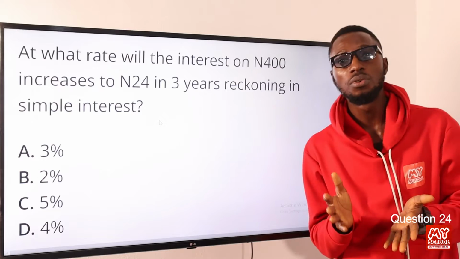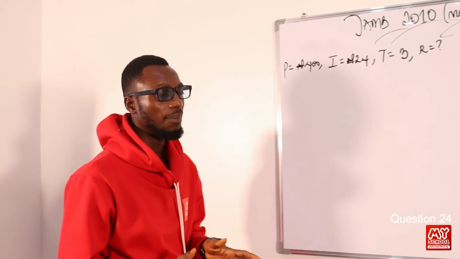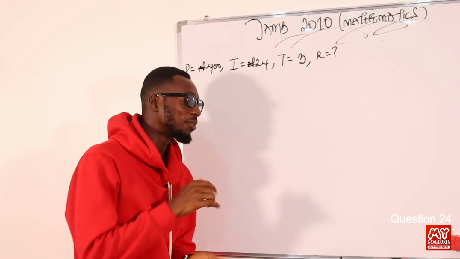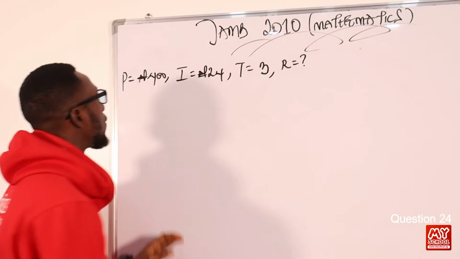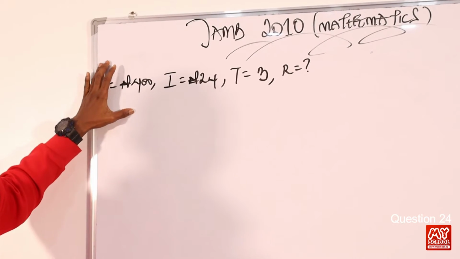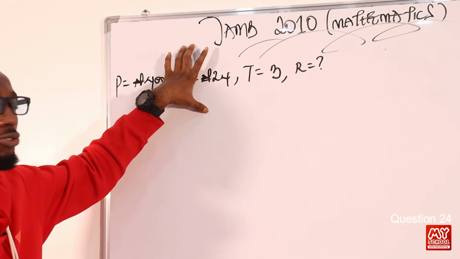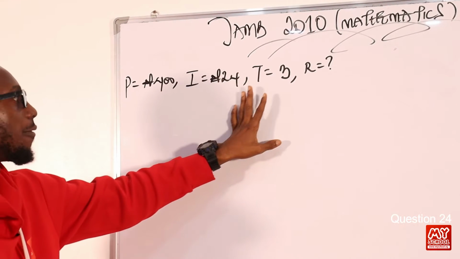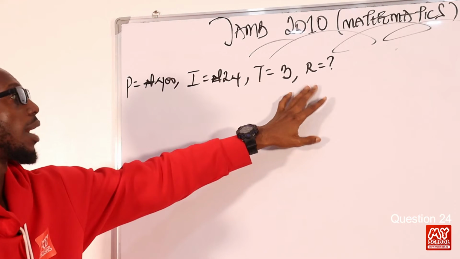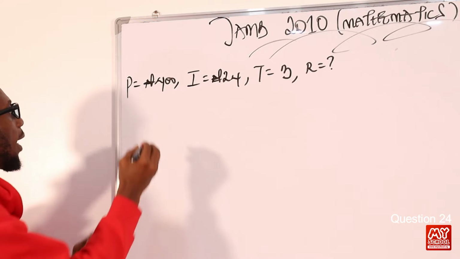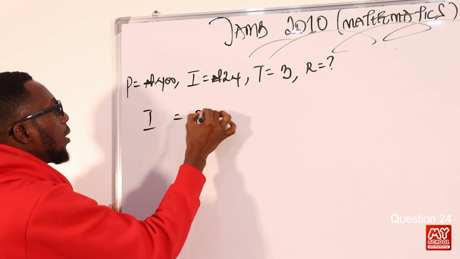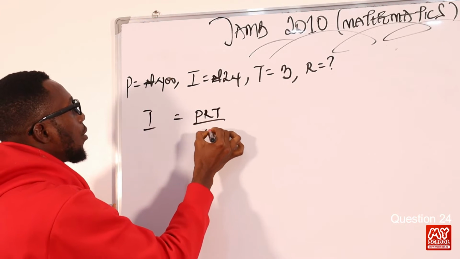So we'll record that simple interest equals principal times rate times time. You can put over 100 for the rate. From here you can see we have our principal, 400, the interest we discovered on it, that's 24, then the time, that's 3. Then we are asked to find the rate. So if you recall this formula, this equals PRT over 100, right?